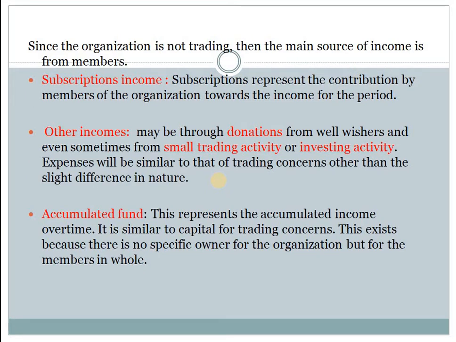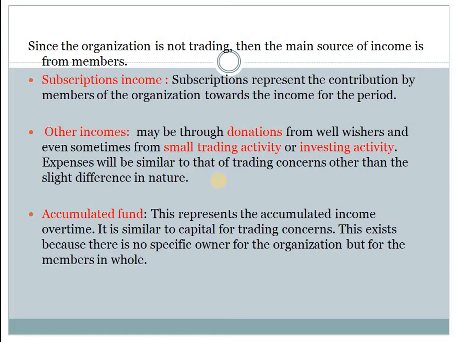Since the organization is not trading, the main source of income is from the members. As you know, non-profit making organizations operate not for making a profit, but for increasing the welfare of the members. Because they are not trading, their source of income comes from their members, and that income may be subscriptions. Subscription represents the contribution by members of the organization toward the income for the period.